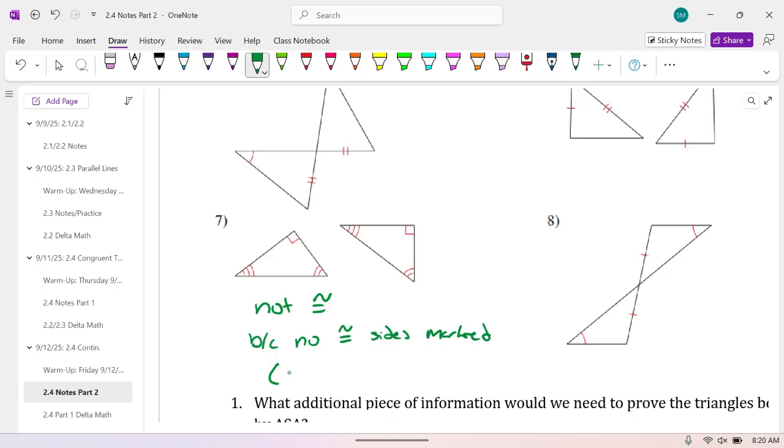At the very least, we can say the triangles are similar. So when we talk about similarity in our next unit, at the very least, we can assume that these 2 triangles are similar to each other, meaning they're the same shape, but we cannot prove that they're the same size. Any questions on that? All right.